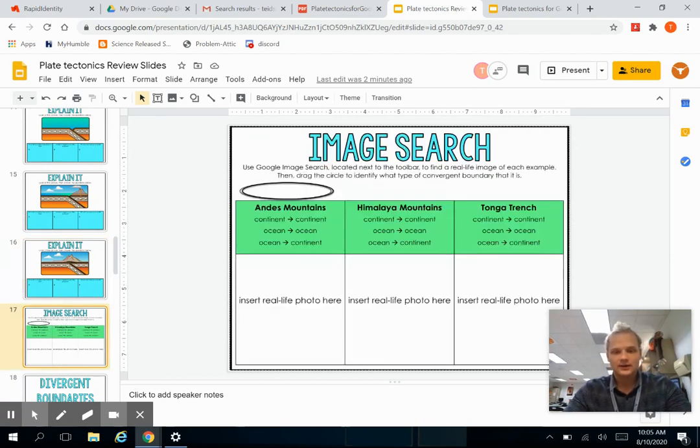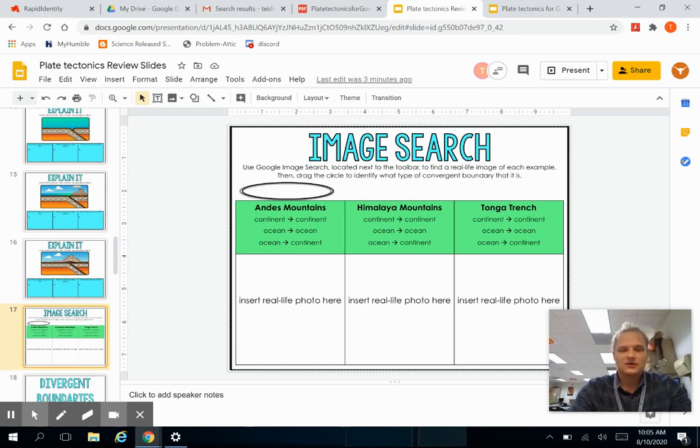Okay, what's happening? Making a mountain because the plates are colliding. All right, so here you're going to put in some pictures of different trenches and such, and then you're going to circle what is going on. So the Andes Mountains, Himalayan Mountains, and the trench. All right, make sure you answer these.